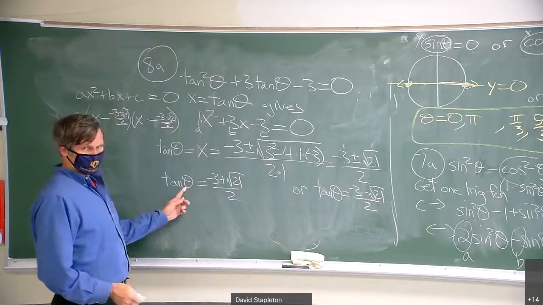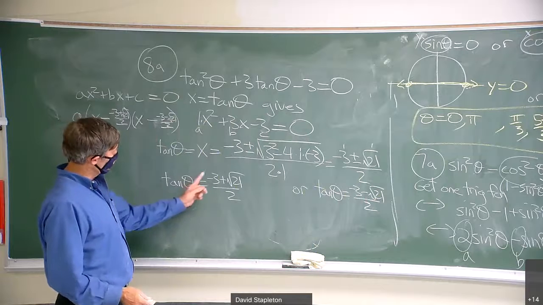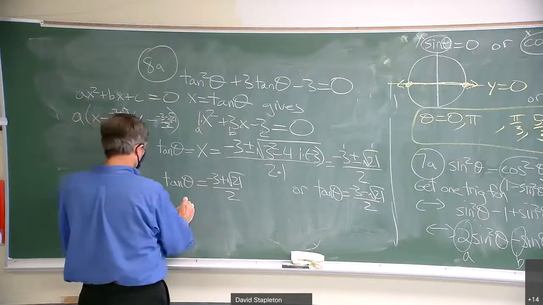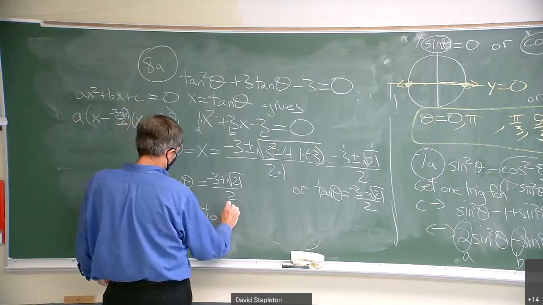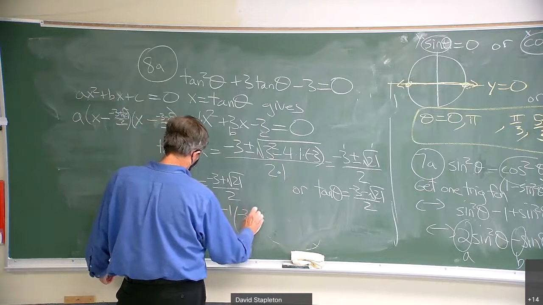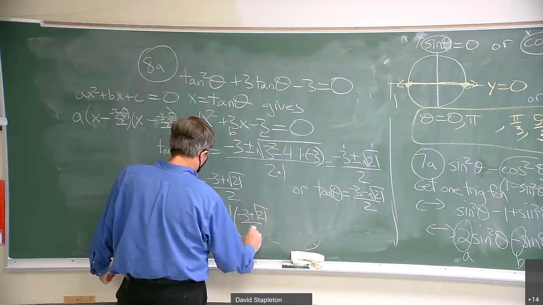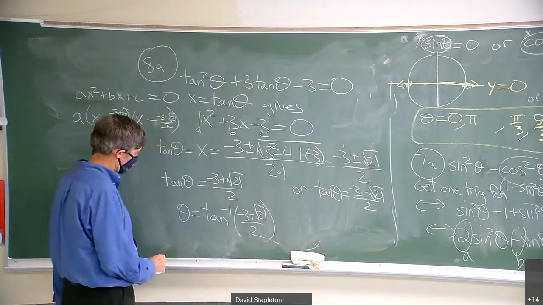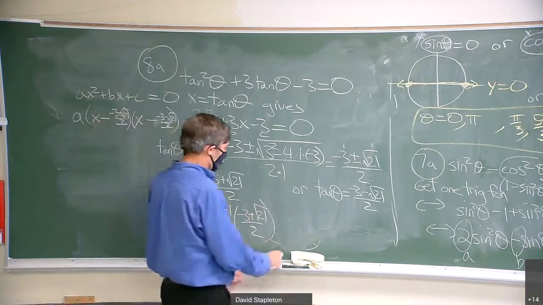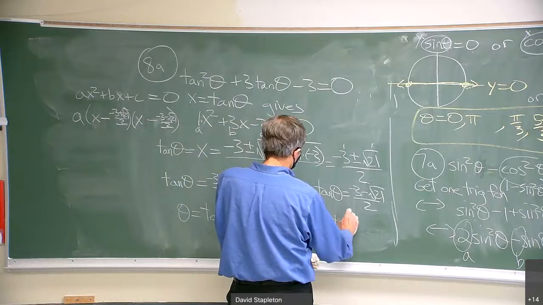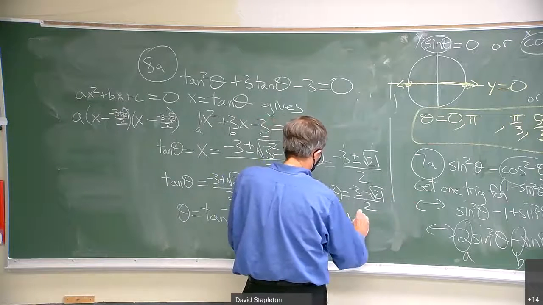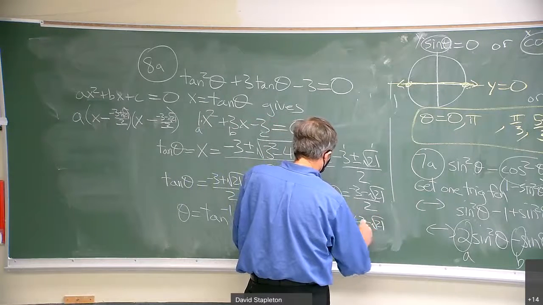What's one solution to this? This is a big part of it. One solution is theta equals the arctangent. When you have tangent equals a number, one answer is always the arctangent of that number, whatever it is. That's a solution. Similarly, over here, one solution is the inverse tangent of this one, (-3 - square root 21)/2.